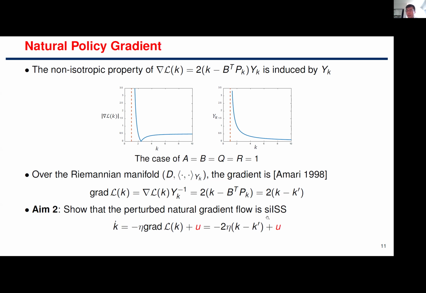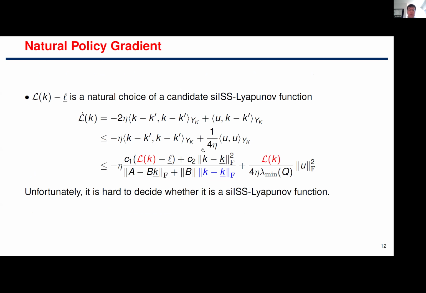Okay. So the natural choice of Lyapunov candidate function is the loss function. So we take the derivative of the loss function, plug the natural gradient flow into it, and use the lower bound of K minus K optimal and the lower bound of YK that we obtained in the previous several slides. We find that for this equation, it's very hard for us to decide whether the loss function is a small input ISS function or not. Why? Because we can see that when K tends to infinity, the coefficient of L here may tend to 0, right? But for the noise term, its coefficient is constant. If so, even some small noise would destabilize the dynamical system.